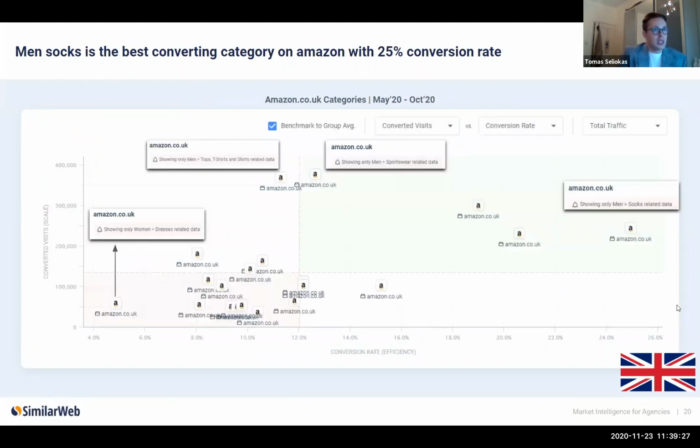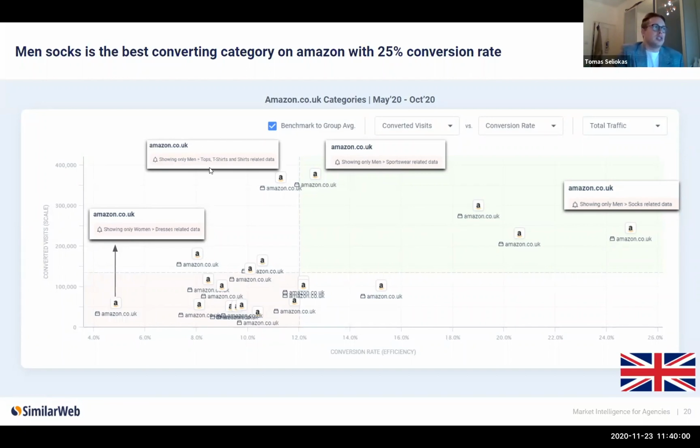Then as a next part, we can also look at categories in the same map. So remember when I showed you the different websites and how they perform in terms of conversion rate efficiency and converted visits in terms of scale. And then you've seen that one website was the best converting one and one was the biggest one maybe. So here we can do the same exact thing for categories. We can look at the largest one. So men sportswear related category is the largest one.